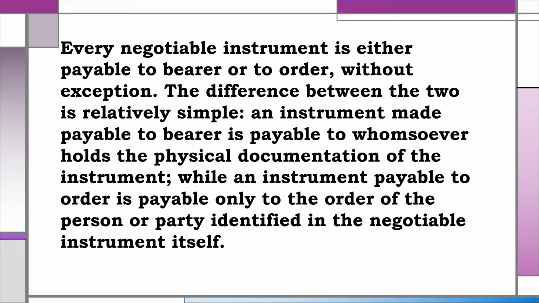Every negotiable instrument is either payable to bearer or to order without exception. The difference between the two is relatively simple. An instrument made payable to bearer is payable to whomsoever holds the physical documentation of the instrument, while an instrument payable to order is payable only to the order of the person or party identified in the negotiable instrument itself.